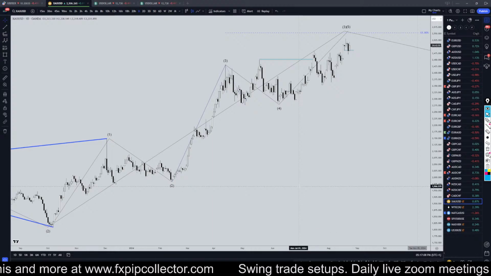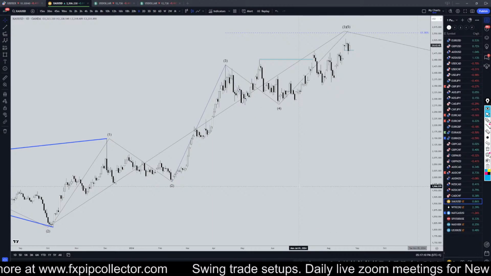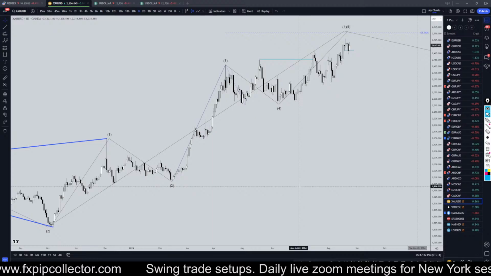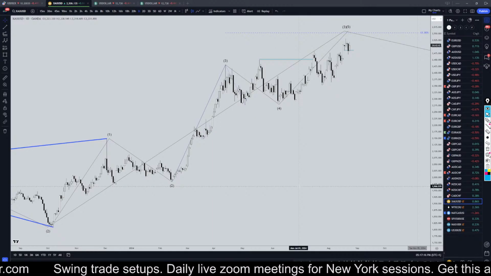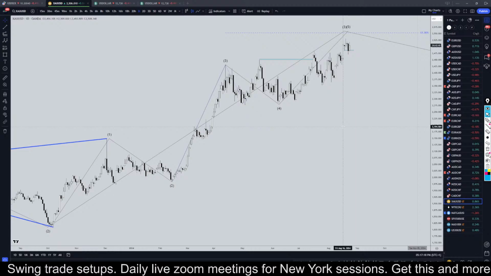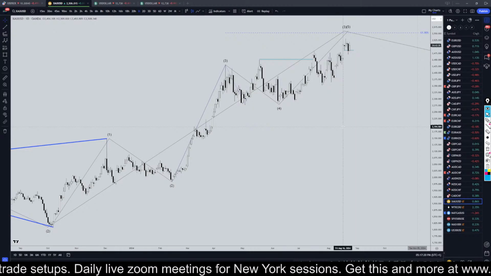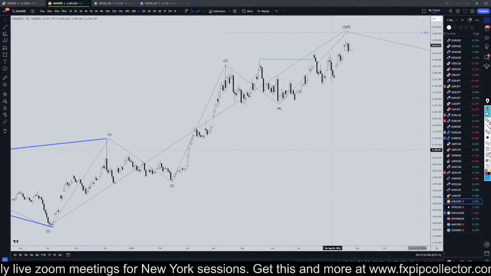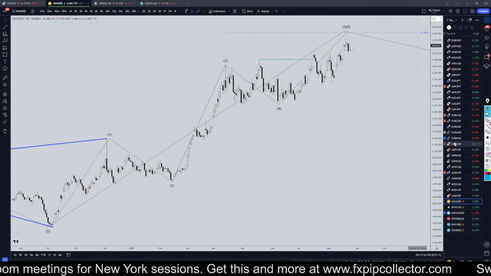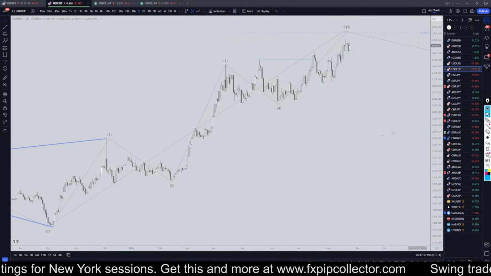Today Powell was giving hints that they may be lowering interest rates in September. I think it's September, but they said that they likely will be lowering interest rates, and that's why we had such an impulsive move up today. Powell can really move the market, that's for sure.